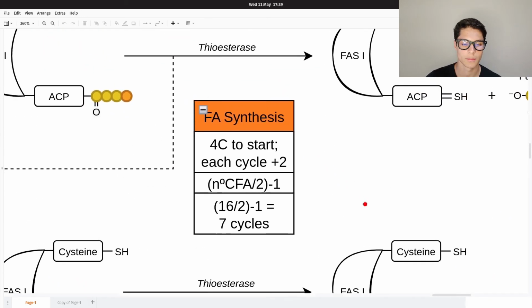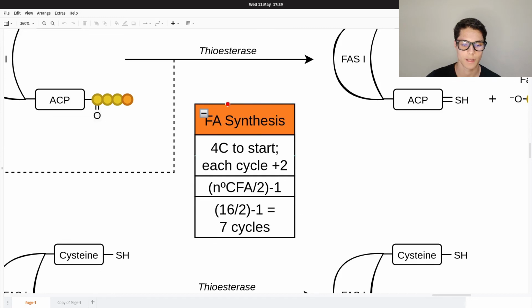And here is the recap of fatty acid synthesis. We need 4 carbons to start. Each cycle adds 2 carbons, and this is a little formula to know how many cycles a molecule actually needs, because palmitic acid, which has 16 carbons, needs 7 cycles to be created. And this was the fatty acid synthesis.